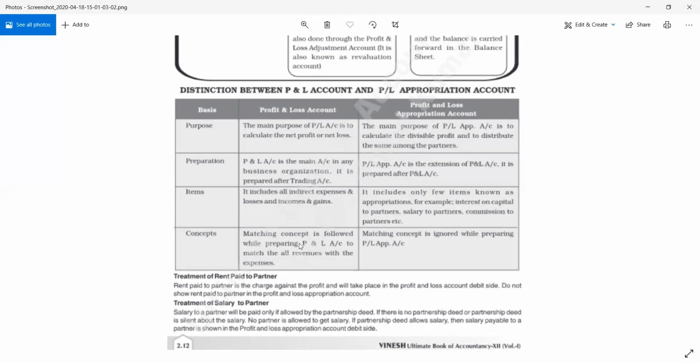Then coming to the next one, profit and loss account is prepared on the matching concept basis, where all the revenue is matched with the expenses. And the profit and loss appropriation account is not prepared on the matching concept basis, it's just prepared to show the distribution in the profit.